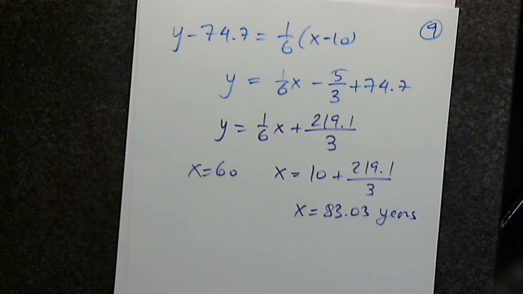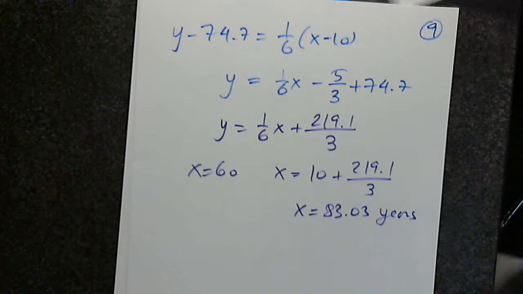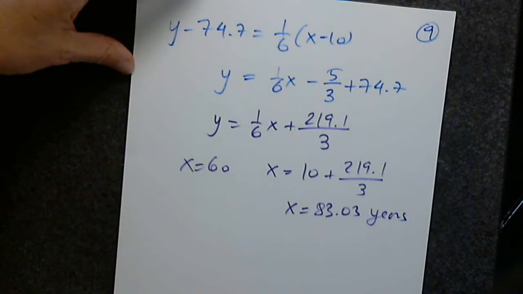Okay, any questions before we look at average rate of change and parallel and perpendicular lines? Any questions for me? Anything you'd like to ask? Anything you'd like to go back to? Anything?